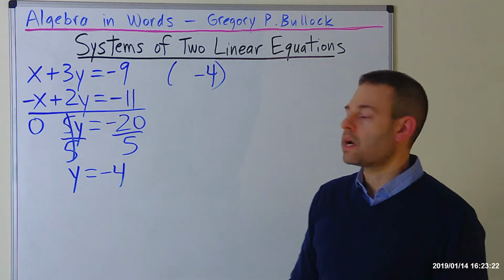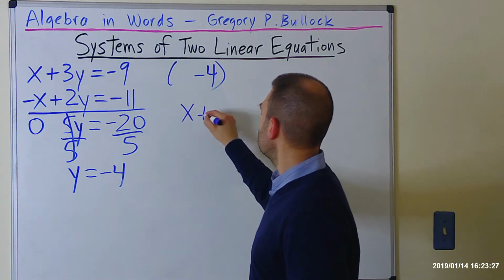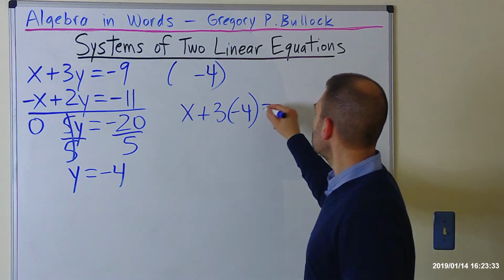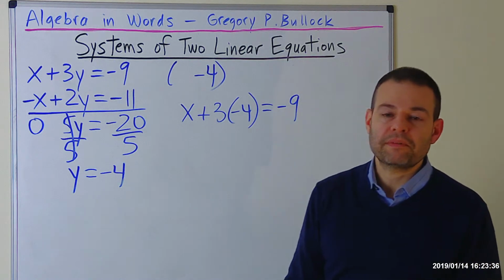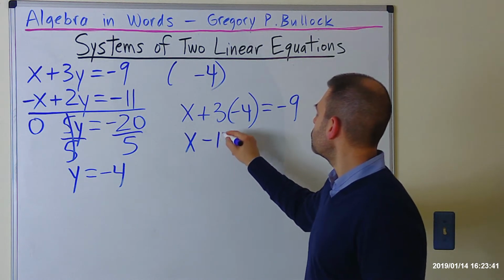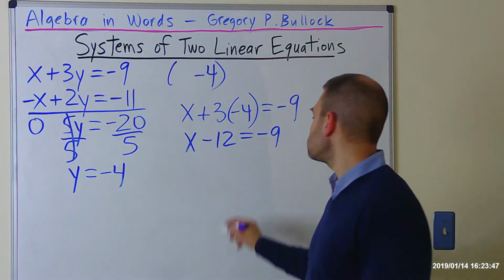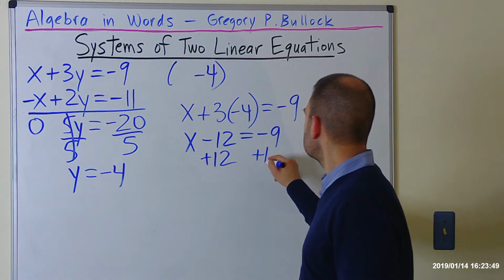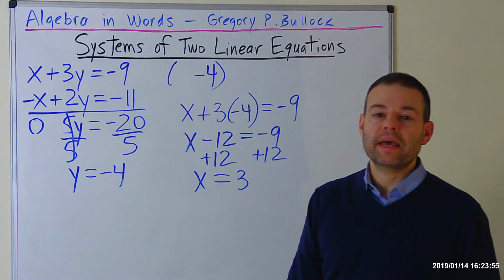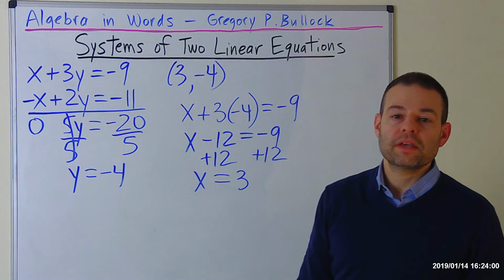Let's just randomly choose the top. I'm going to take -4 and put it in for y. So we're going to have x plus 3, -4 goes in for y, equals -9. And we're just going to simplify and solve for x. 3 times -4 is -12. Let's move the 12 to the other side by adding 12 to both sides, and we get x equals 3. Put that into the point, and that's the answer to that problem.